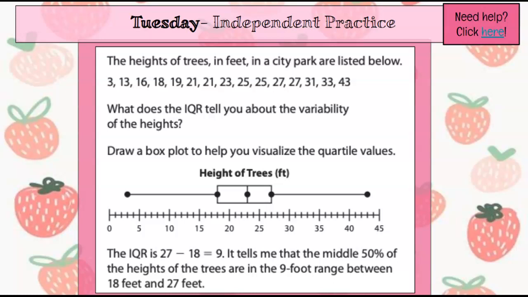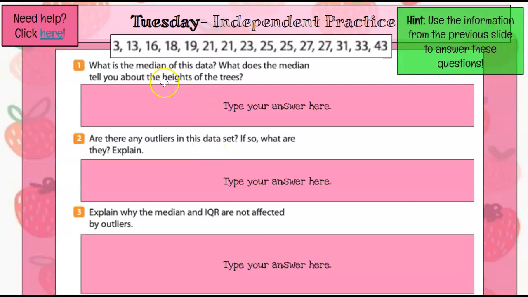Now looking at the problems on the next slide. What is the median of this set of data? So we already know that the median here is 23. We found that out on the previous slide. So what does the median tell you about the heights of trees? Well, the median tells you the middle number of your data set.